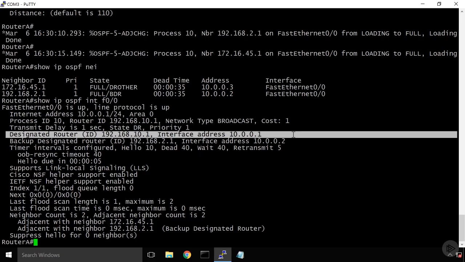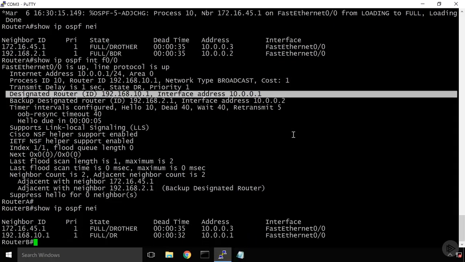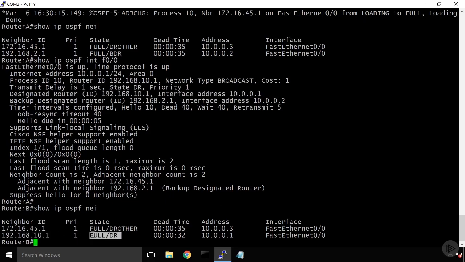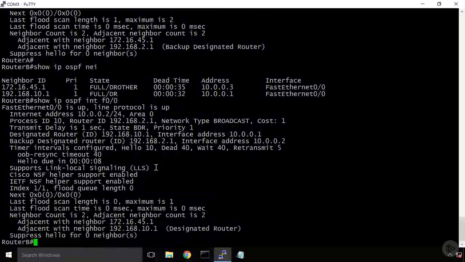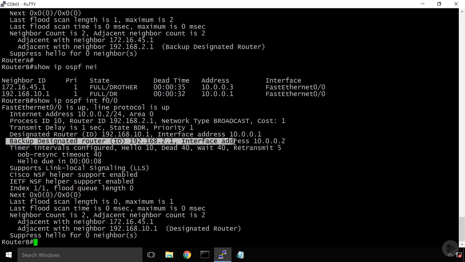If I go over to router B, on router B, if I do a show IP OSPF neighbor, what we'll see here is that I am neighbored up with both router A and router C. Here we'll see that 192.168.10.1, that is our designated router, the DR. 172.16.45.1, that is our DR other. If I do show IP OSPF interface F0/0, which is where OSPF is configured, it's going to tell us here once again where our designated router is, 192.168.10.1. It also shows us our backup designated router, which is this router, which is 192.168.2.1.